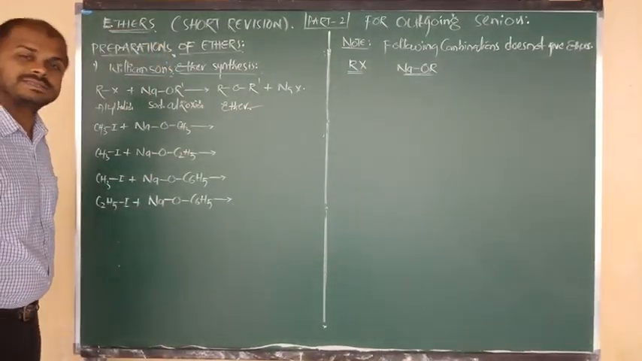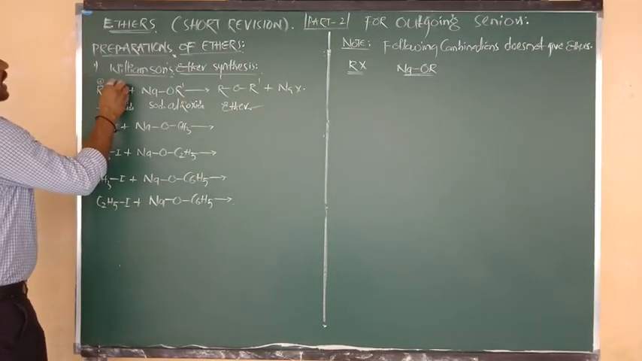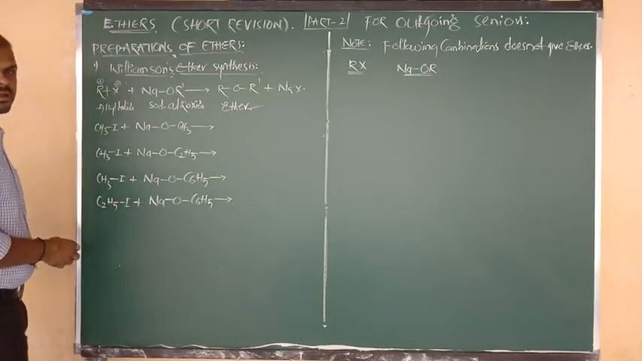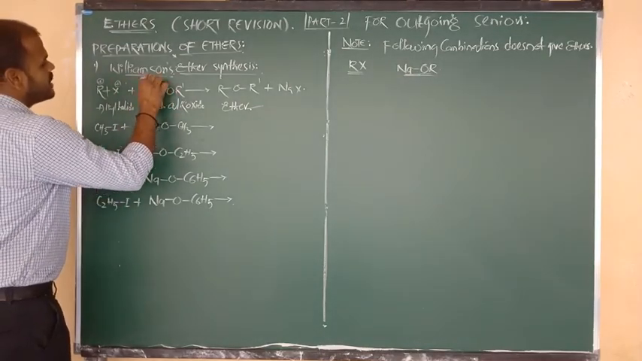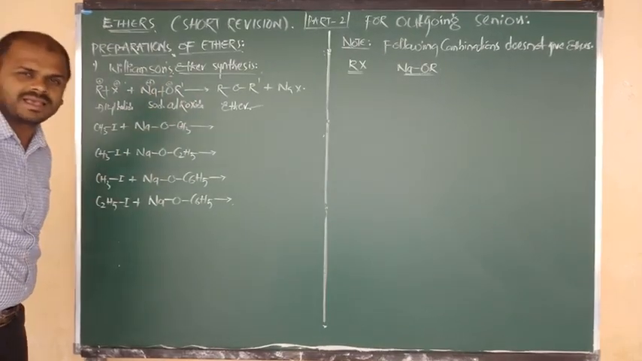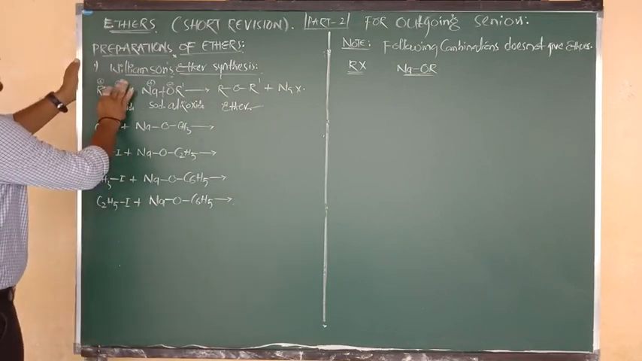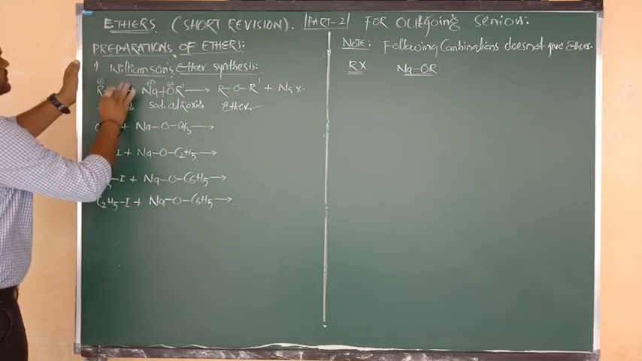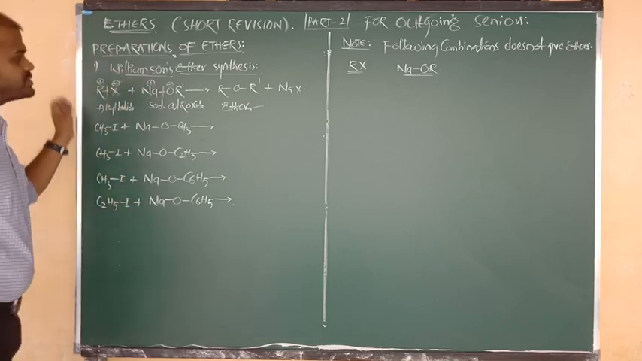ethers. How? Suppose in RX, R contains charge plus and X contains charge minus. And in sodium alkoxide, Na contains charge plus and OR, alkoxy, contains minus. So now listen carefully: R contains plus and here X contains minus. And try to remember one more point.